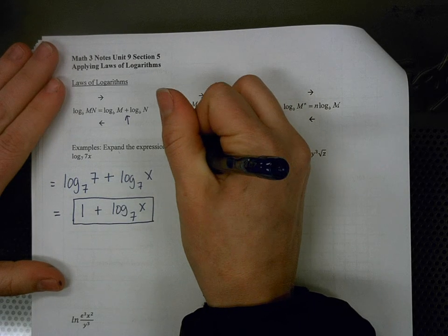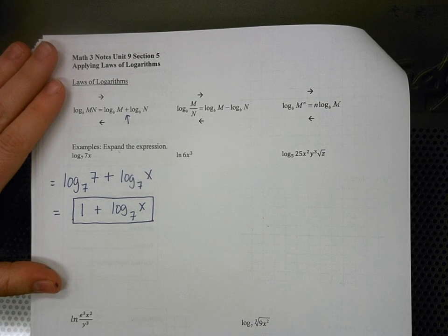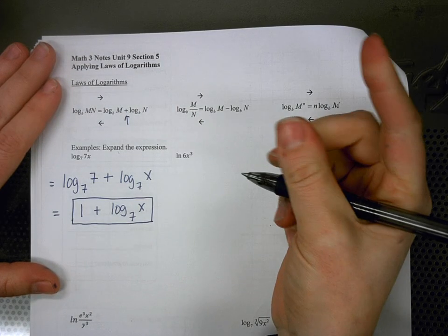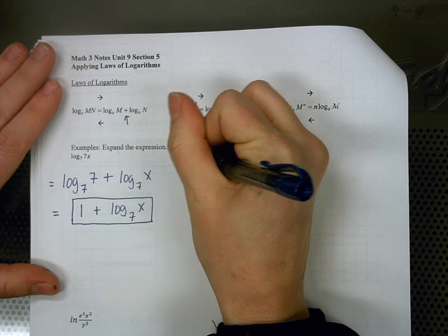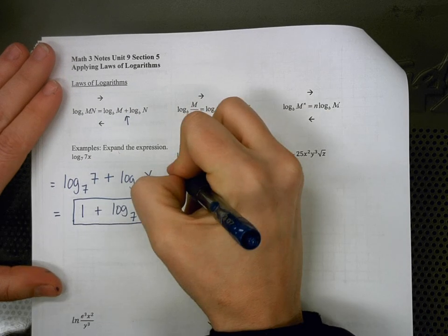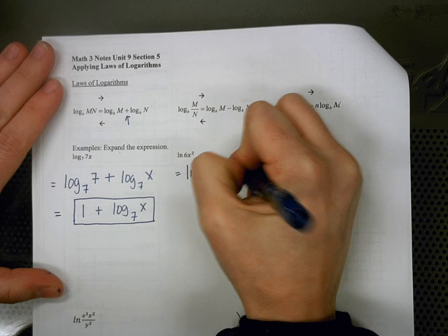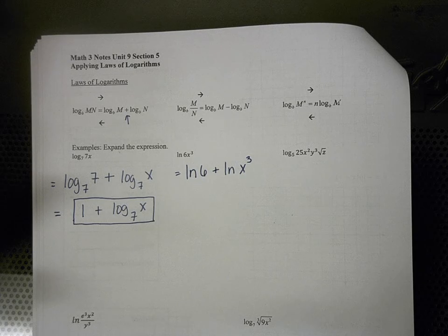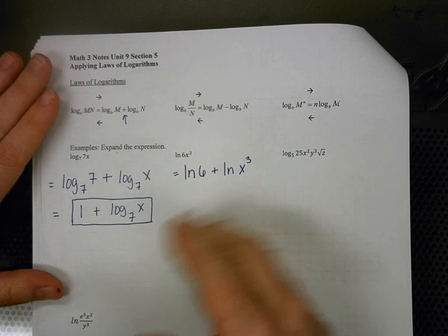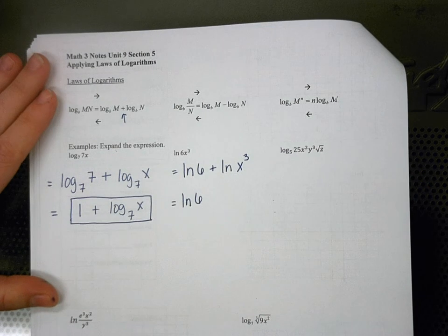All right. Next one, natural log. We have an exponent and multiplication in this one. So we're going to do separation of the multiplication first because it's 6 times x cubed. So we want to do 6 and x cubed separately. So this would be natural log of 6 plus natural log of x cubed. But we're not done. We want to expand completely. So if we can expand more, we will expand more. Natural log of 6 is going to stay the same.